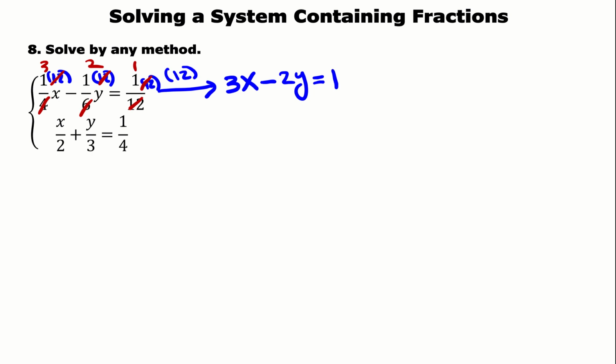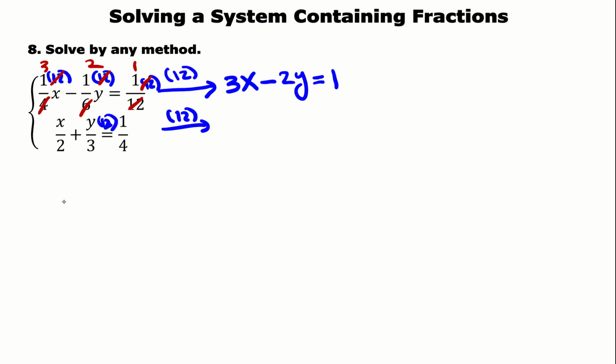And we'll take care of the second equation now. We notice the LCD is once again 12. So we're going to go ahead, and this may not always be the case, it just happens to be so in this problem. So we're going to multiply again both sides by 12.